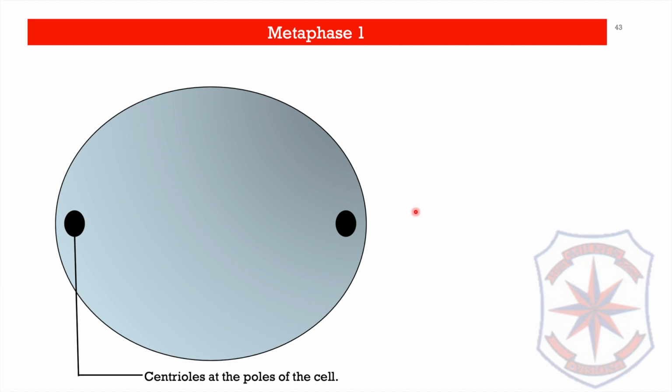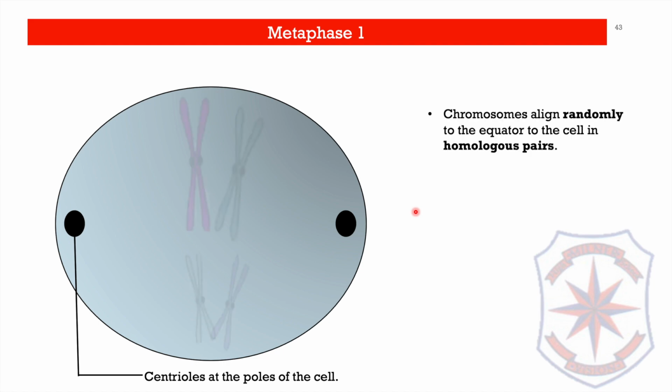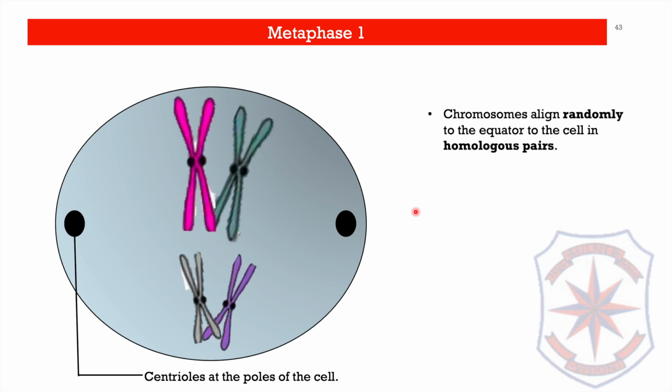Okay, now metaphase is a very short and sweet phase of meiosis. It has only 2 steps that you need to know for grade 12 purposes. Chromosomes align randomly at the equator of the cell in homologous pairs. Now, what is the equator? The word equator just means the middle of the cell.